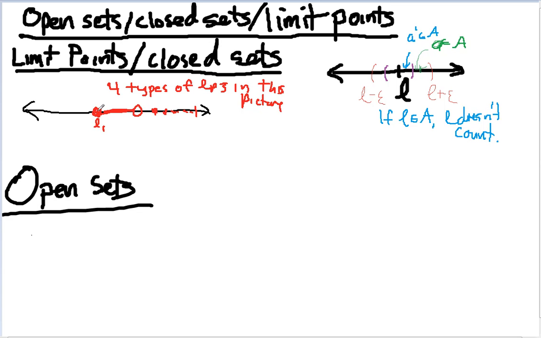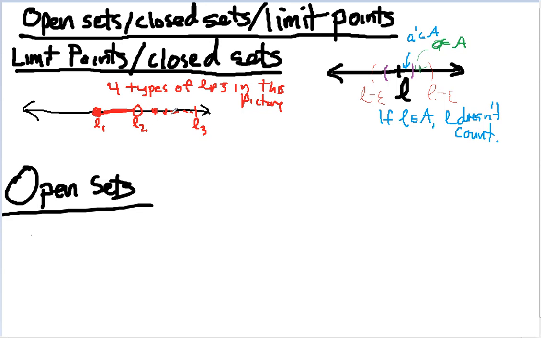L1 is just kind of the end of an interval, a closed end of the interval. Because if you draw any sort of epsilon ball around it, there are an infinite number of things to the right of it that are in red. So a second limit point would be the other end of the interval. Now these are different types of limit points because L1 is in the set and L2 is not, because it's an open circle.